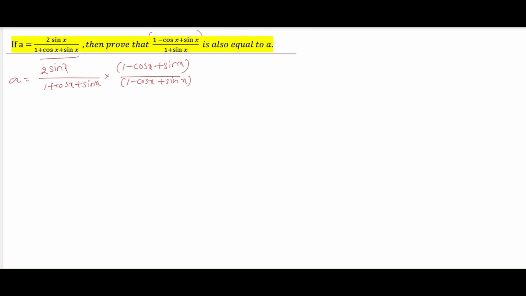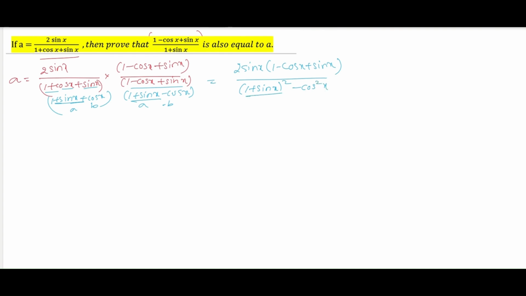Now check the denominator. We can rearrange these terms. This can be written like 1 plus sin x, we're just rearranging the terms, plus cos x here. And this can be written as 1 plus sin x minus cos x. They are like A and B, A plus B into A minus B, which can be written as A square minus B square. First, we will write the numerator as it is here, 1 minus cos x plus sin x. In the denominator, we'll write A square minus B square, that is 1 plus sin x whole square minus cos square x. Try to expand this.